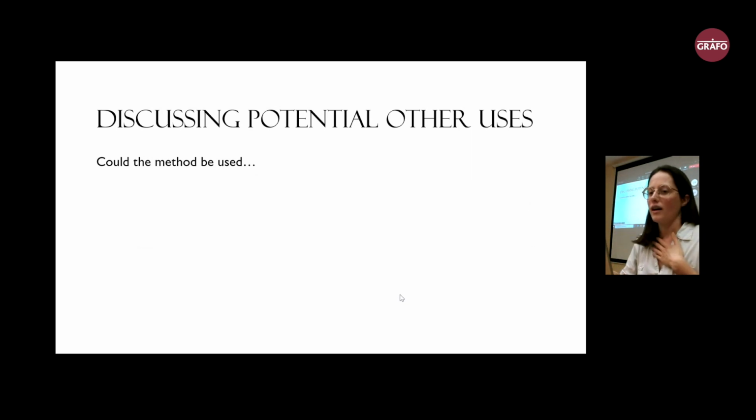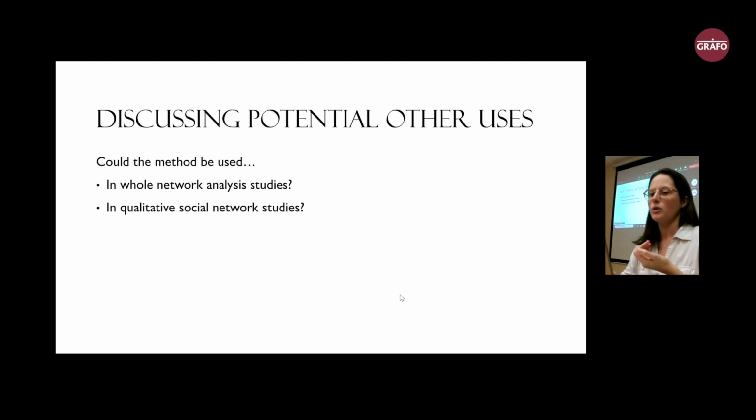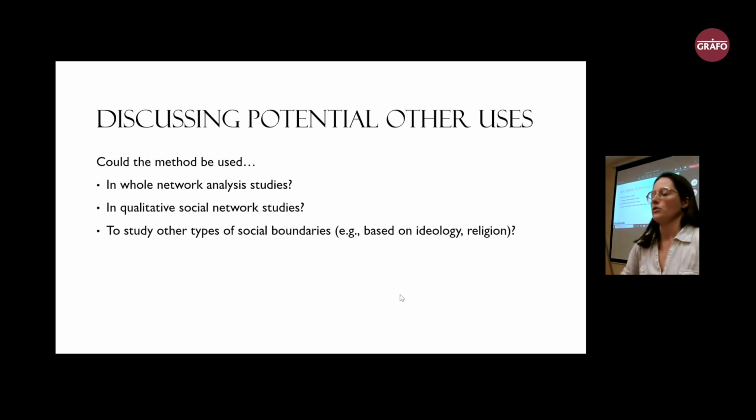And now I wanted to open the discussion by asking you: if you think about what you are doing, what is your research, could you apply these methods, or if you could try to apply them, how would you modify them to adapt them to your needs? For example, could we use this not only for personal networks, but for whole network analysis? Could we use them not only in mixed methods, but also in qualitative social network studies? Do you think they would be useful to study other types of social boundaries, not only those based on ethnicity, but also, say, religion, ideology, and so on?